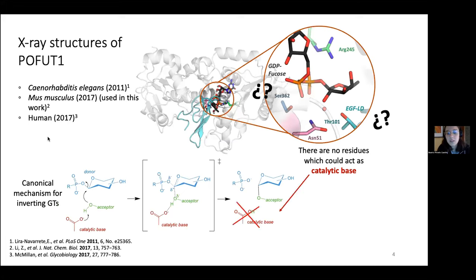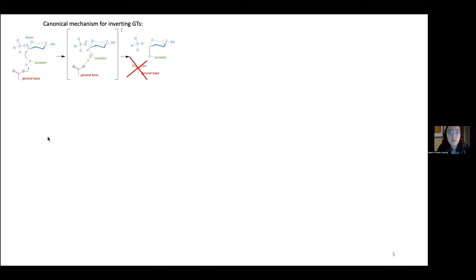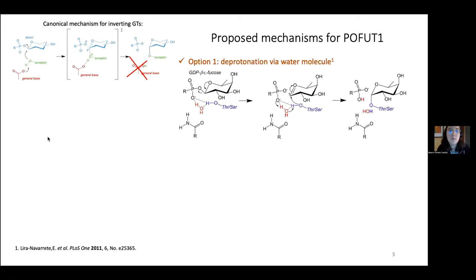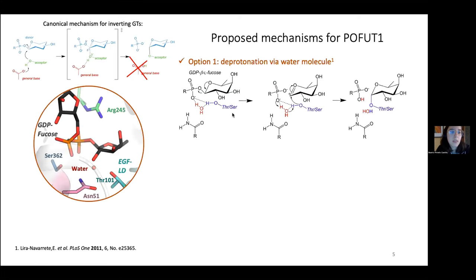So without the catalytic base, we need to look for alternatives, and there were some proposals. The first one, which I've called option one, was first proposed by Lira-Navarrete and co-workers, and included the deprotonation of the acceptor via a water molecule. So this water molecule would take the proton from the acceptor, allowing it to form the glycosidic bond. And this is the active site again. And well, this mechanism could be reasonable because there is a water molecule in the active site which could be placed in a way that could have this role in the mechanism of POFUT1. So this is one possibility.